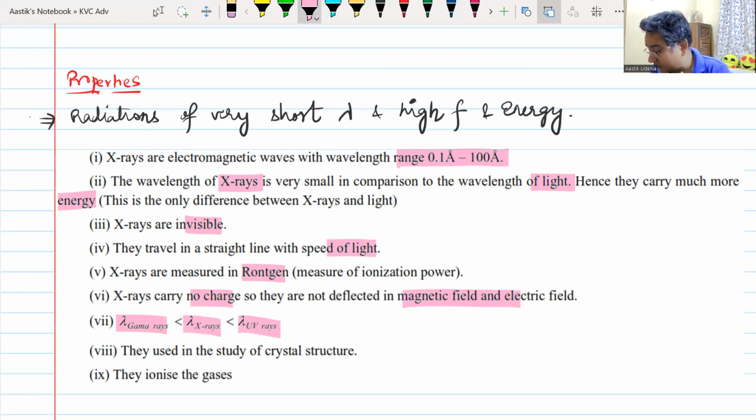Lambda of UV rays. We understand this. Where are X-rays used? Crystals. They ionize the gases through which they pass. I'll give you 2 minutes to note this down. Questions are coming based on these properties.